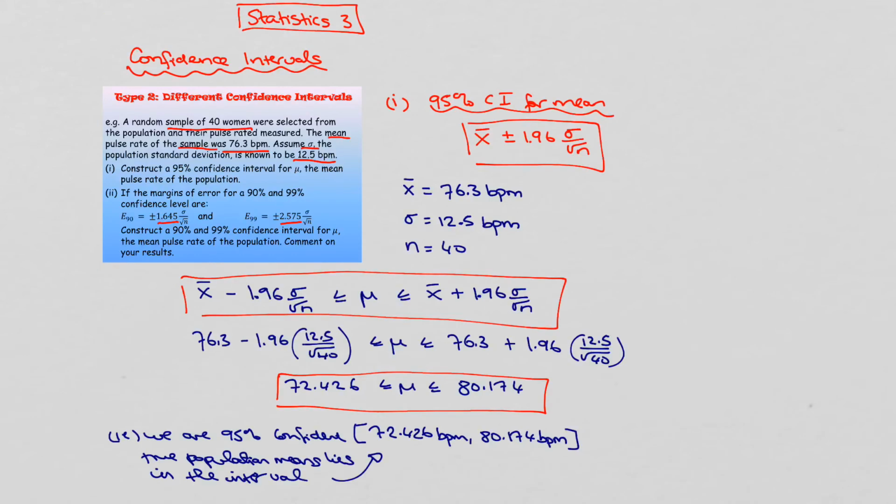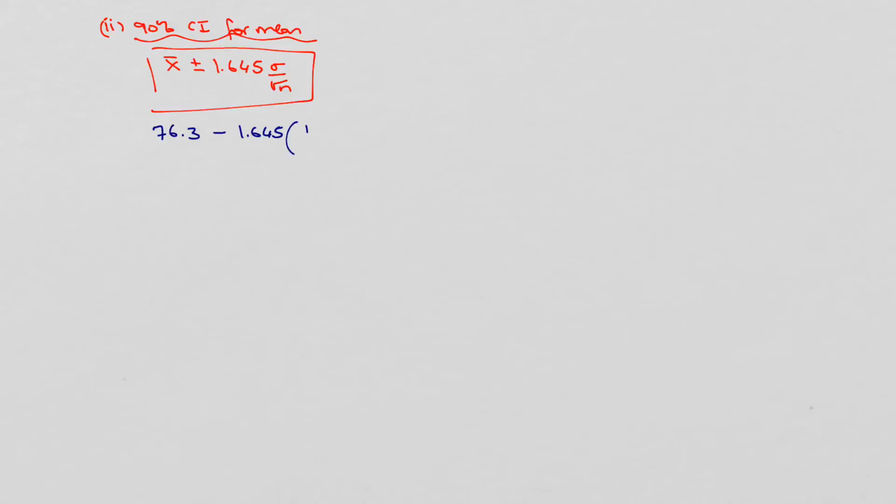So the 90% confidence interval, we'll go with that one first. We have the sample mean plus or minus 1.645 sigma over root n. Okay, so subbing in our values, well, everything else is the same except for the confidence level. So what we have is 76.3 minus 1.645 times sigma, which was 12.5, over root n, where n was 40, less than or equal to mu, less than or equal to 76.3 plus 1.645 times 12.5 over root 40. Okay, so if I put all that into my calculator then, that gives me 73.049 less than or equal to mu, less than or equal to 79.551.